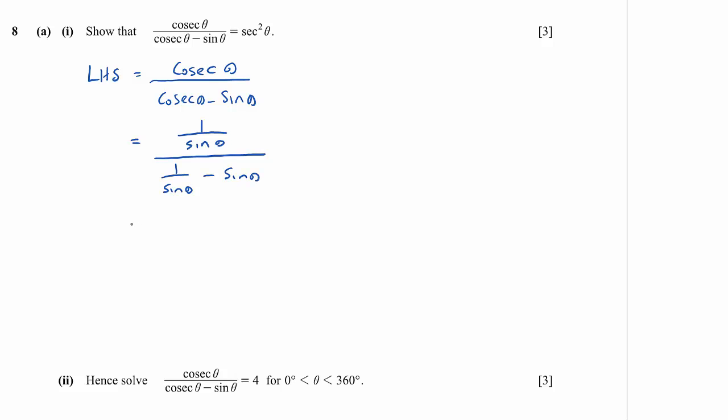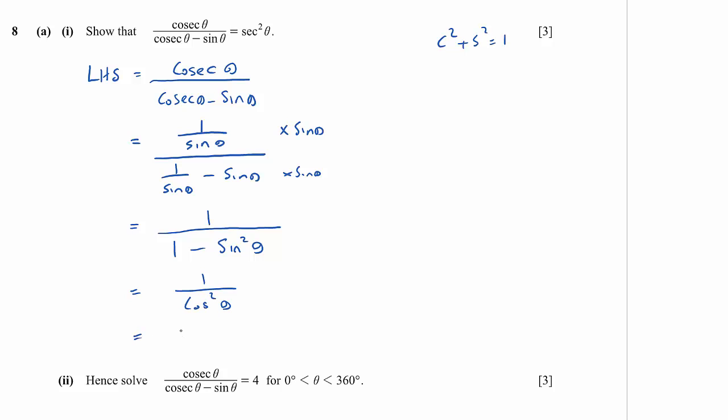And I don't want these fractions on fractions, so I'm going to multiply top and bottom by sine theta. If I do that, the top just becomes 1, and the bottom becomes 1 take away sine squared theta. Now I know that cos squared plus sine squared is equal to 1. So 1 minus sine squared is cos squared. So that's 1 over cos squared theta, which is sec squared theta, as required.